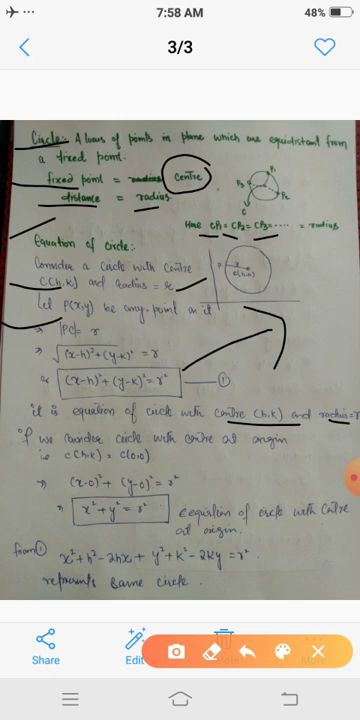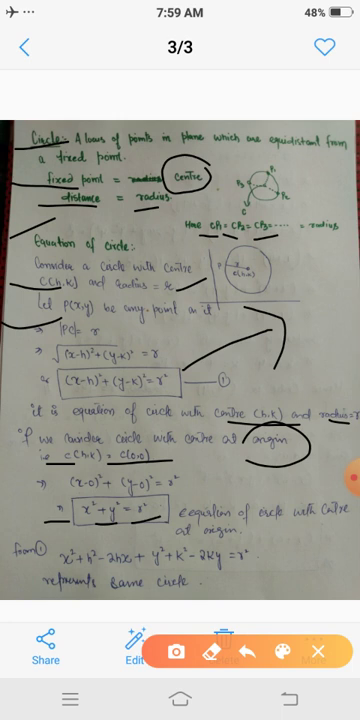Now if the center of the circle is at the origin, it means the coordinates of the center are (0, 0). This means h is 0, k is 0. On substituting in this, we simply get x square plus y square equals r square, because h is 0 and k is 0. Now if r is 1, that very circle is called the unit circle. So a unit circle is simply that circle whose radius is 1 unit.